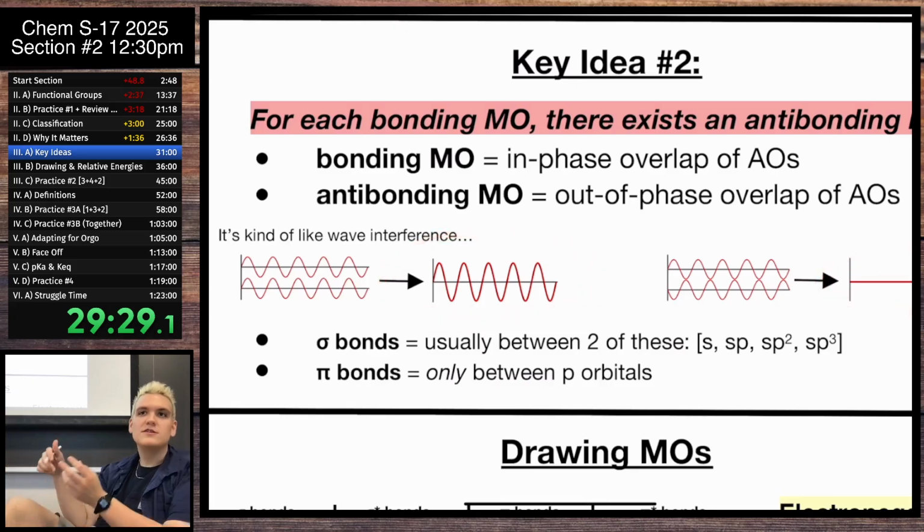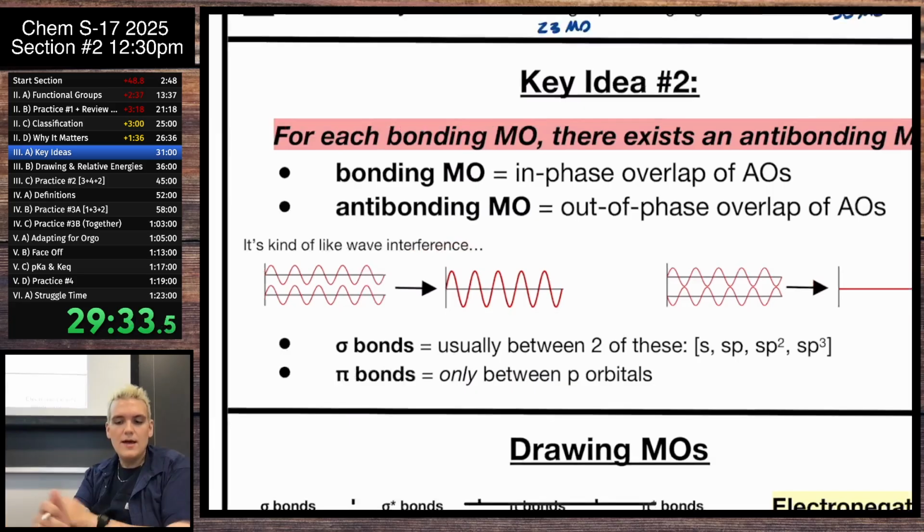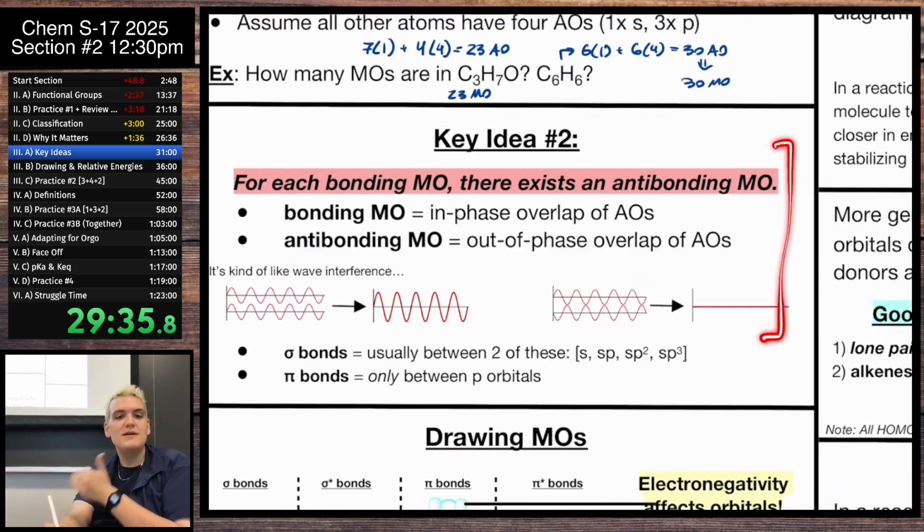And remember, we know electrons are partially particle-like, partially wave-like. So this idea is important to keep in mind, especially because we only see bonds written on the paper, so oftentimes it's easy to forget about anti-bonding orbitals.